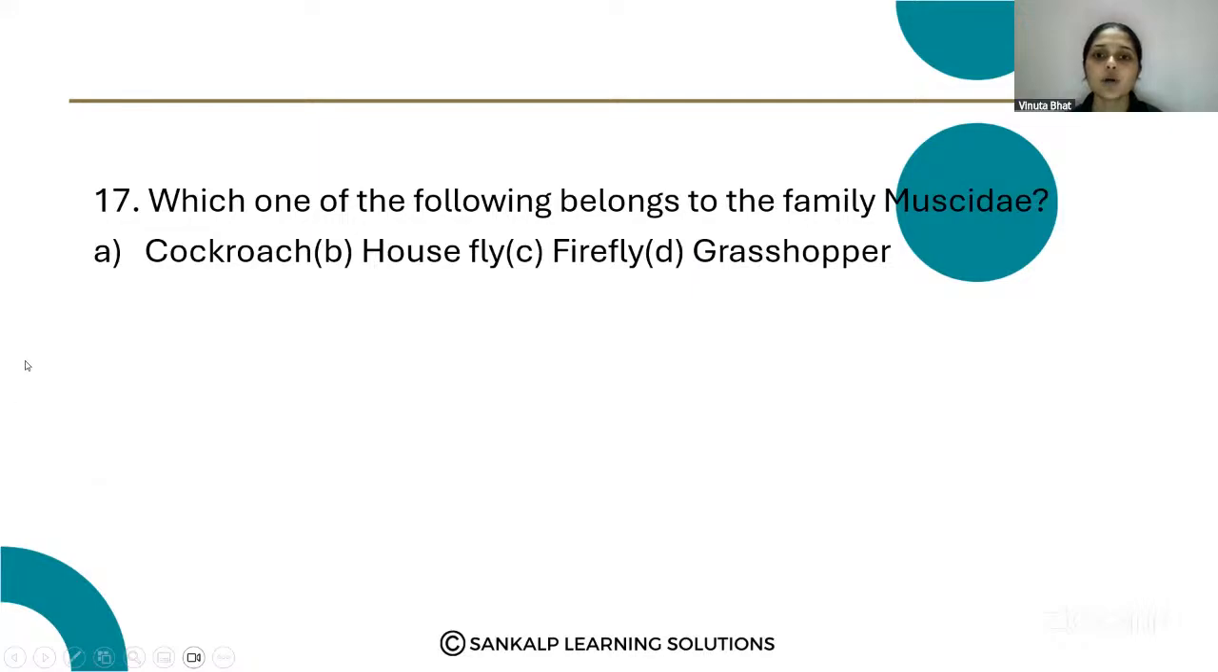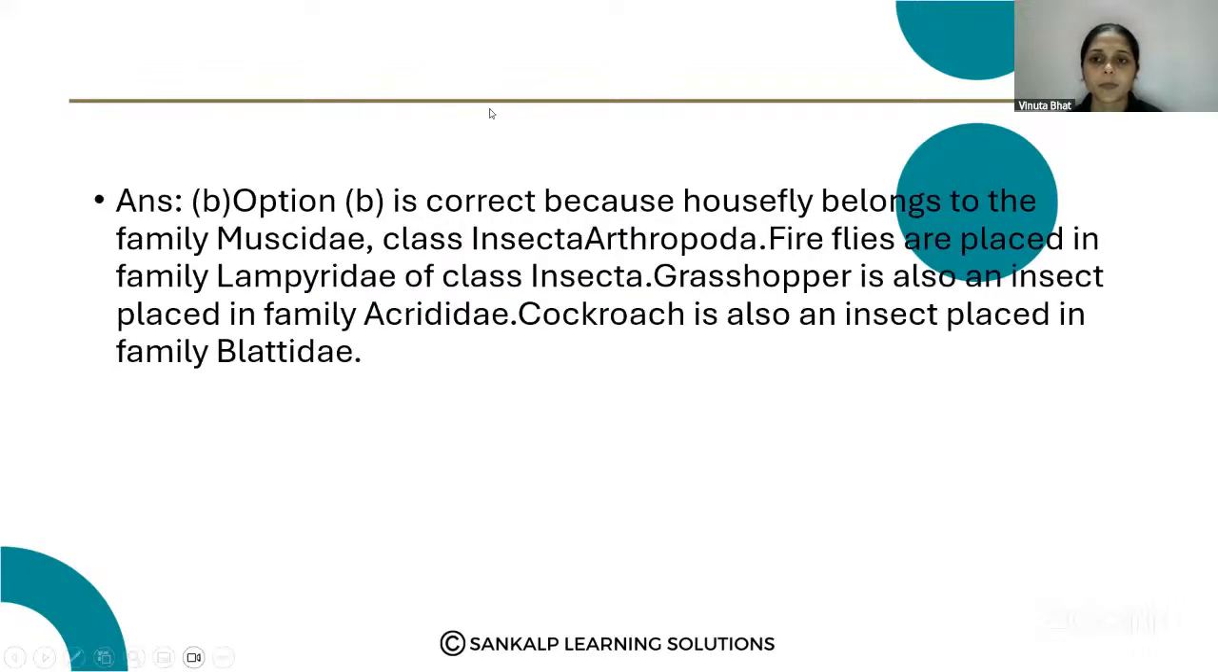Next one, which of the following belongs to the family Muscidae? Cockroach, housefly, firefly, grasshopper. Which one of the following belongs to the family Muscidae? Housefly, that belongs to the family. Houseflies belong to the family Muscidae and class Insecta, and they belong to the Arthropoda.